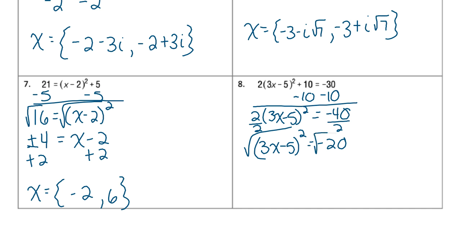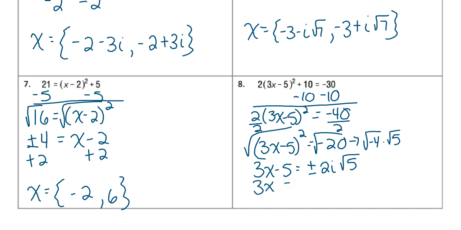Square root both sides and get 3x minus 5 equals, now we have to simplify this, so that would be the square root of negative 4 times the square root of 5. So that's going to be plus and minus 2i root 5. Now I've got some more work to do to isolate that x. So I'm going to add 5 to both sides and get 5 plus or minus 2i root 5. And then I'm going to divide by 3.